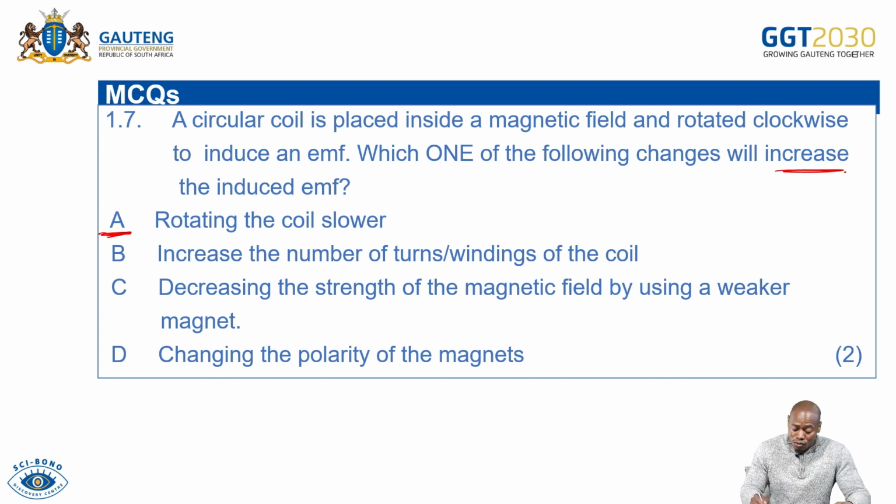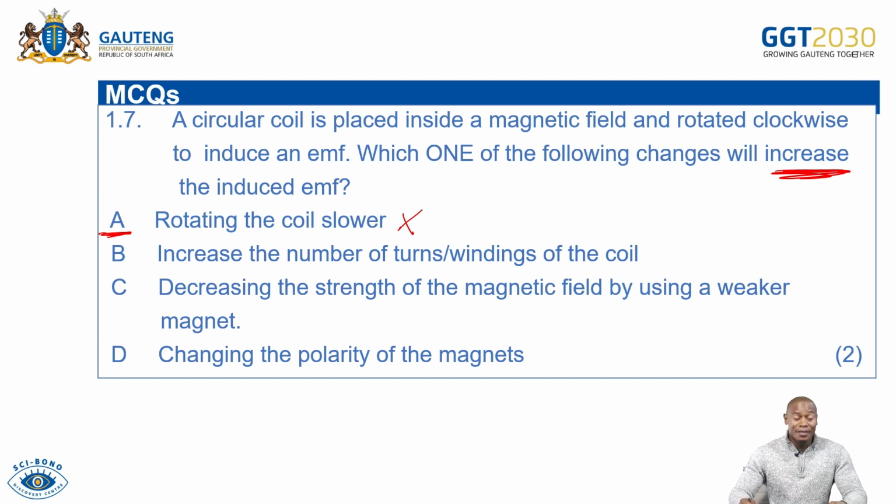Remember, what is it that we want to do here? We want to increase the amount of EMF that is induced in what? In a coil. So if you are going to rotate the coil slower, then the EMF that is induced in that coil is going to do what? To decrease, right? So this is out because we don't want to decrease the amount of EMF. We want to increase the amount of EMF, unless this option was saying rotating the coil faster, then we're going to check that option. But they're saying rotating the coil slower. That one will decrease the amount of EMF that is induced in a coil.